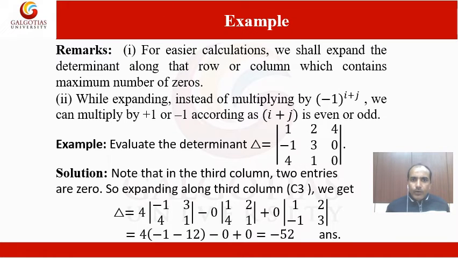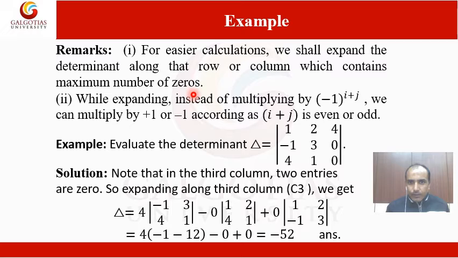Before evaluating the determinant of matrix, we will keep some points in our mind. The point one is we shall expand the determinant along that row or column which contains maximum number of zeros. That means expand the determinant about that row or that column in which the number of zeros are maximum.